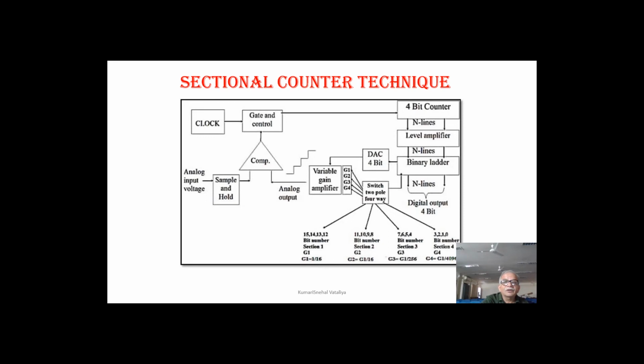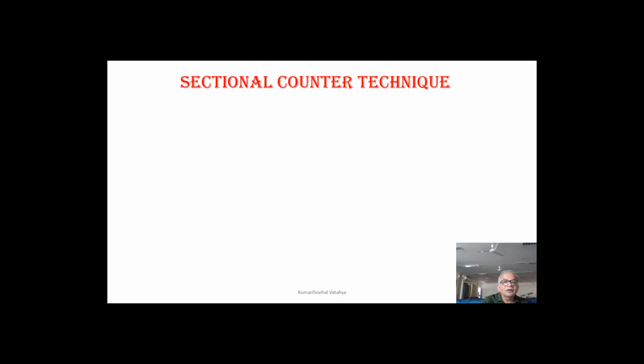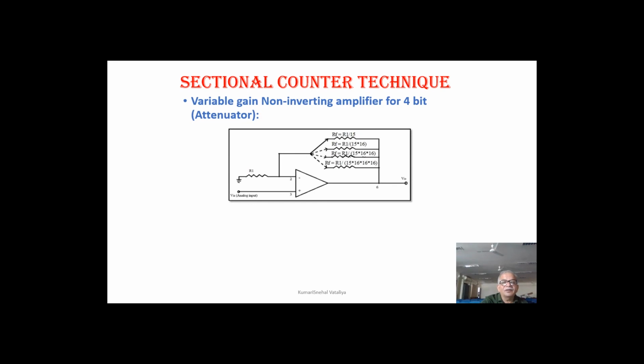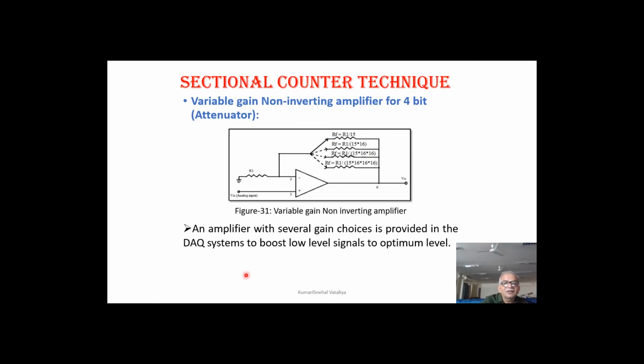Now try to see this circuit in detail. Variable gain non-inverting amplifier for 4 bits. That is the attenuator we require here because it is applied to the negative terminal, otherwise it can be positive. So these are different resistances in the feedback. One at a time it is switched, and accordingly you will get the 4-bit output. Now this will be very clear to us. An amplifier with several gain choices is provided in the DAQ system, digital to analog converter, to boost the lower level signals to the optimum level.